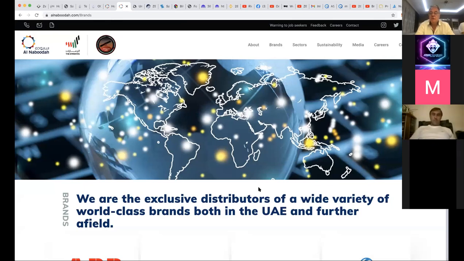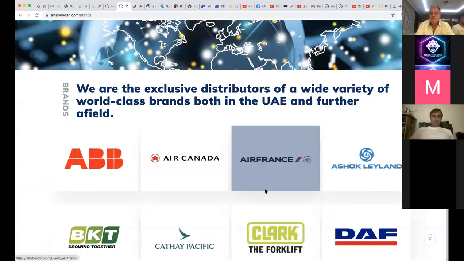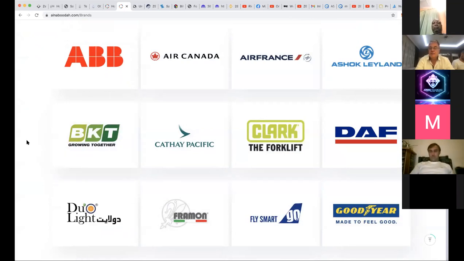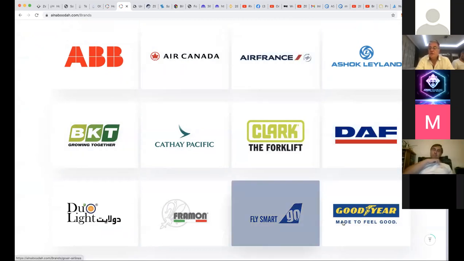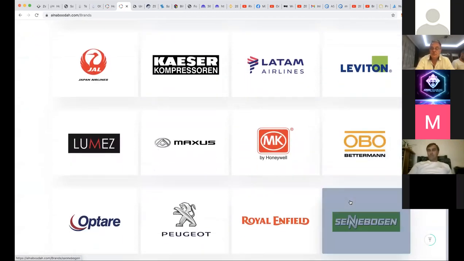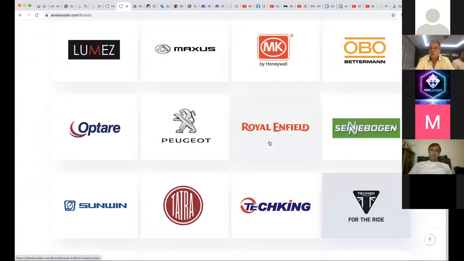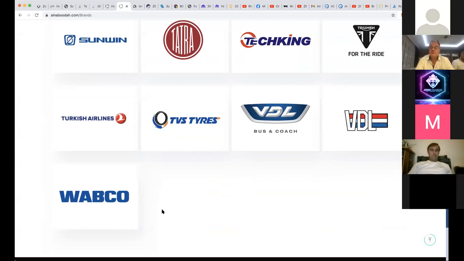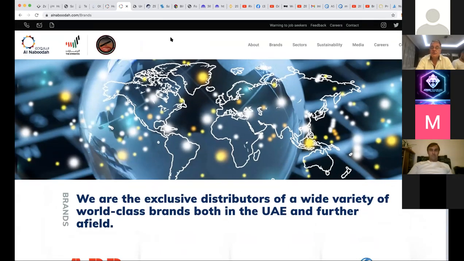Also, if we look at some of the partners that the Al Nabouda Group is working together with, keep in mind that these people also have share ownership in these companies, which they are working with as partners, like Air France, DAF, Goodyear, Framon, Gulf, Harley-Davidson, Case Compressors, Maxus, Peugeot, Royal Enfield, Tatra, Turkish Airlines, just to mention a few of the companies connected to the Al Nabouda Group. So there we can also see it's a very, very powerful group of companies.